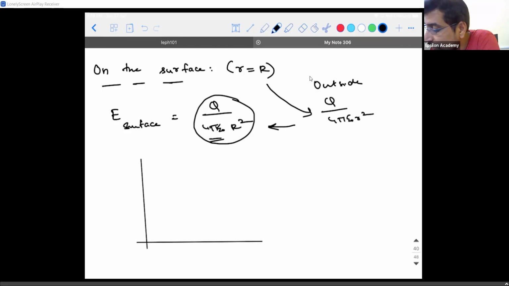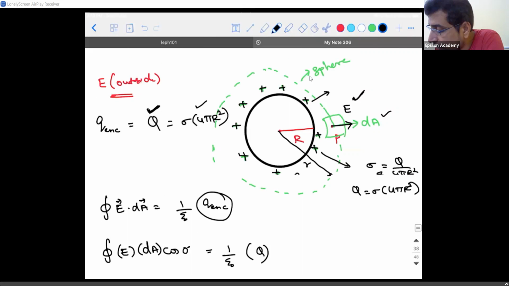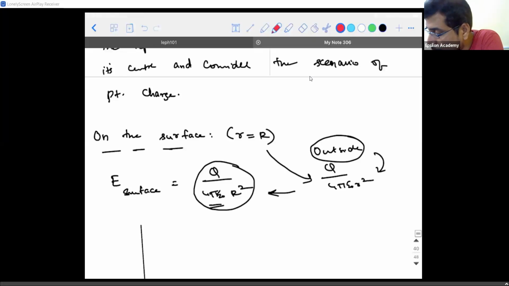Explain again. See, outside the surface, you understood, no? Q divided by 4 pi epsilon naught small r square. Right? When small r travels and comes and stops here, then small r will become equal to capital R. Just substitute small r equal to capital R, and you will get the electric field on the surface.